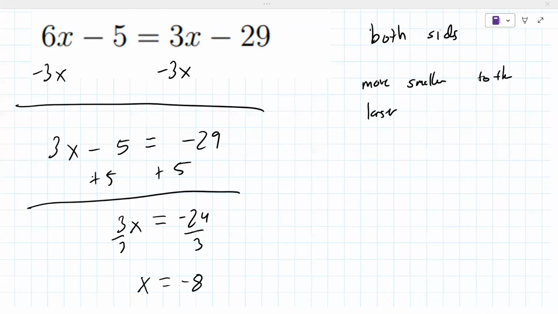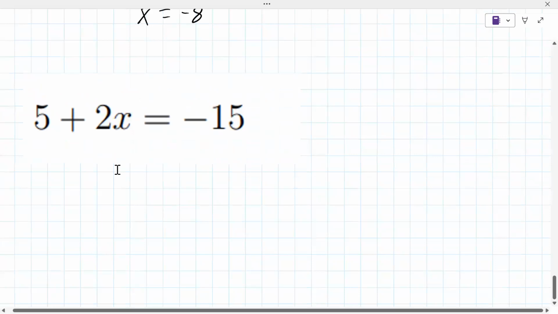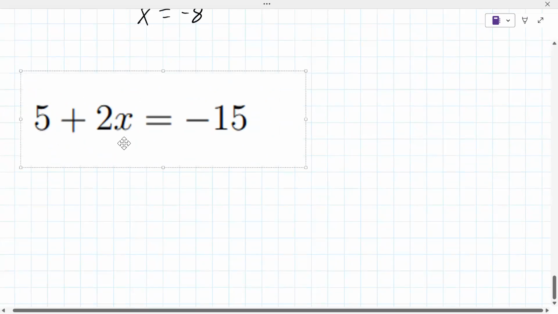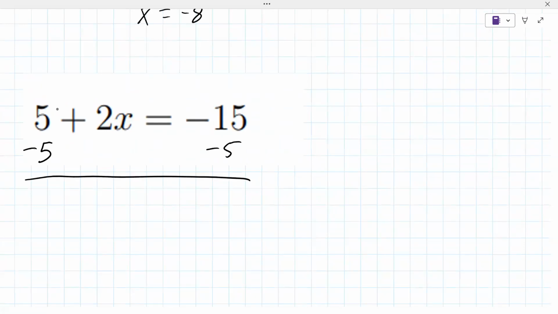Okay, so here's a problem kind of like the one we just did. 5 plus 2x equals minus 15. Your focus was on the side with the variable. Okay. So I'm going to subtract 5 from both sides. You always look at the side with the variable and undo that first.